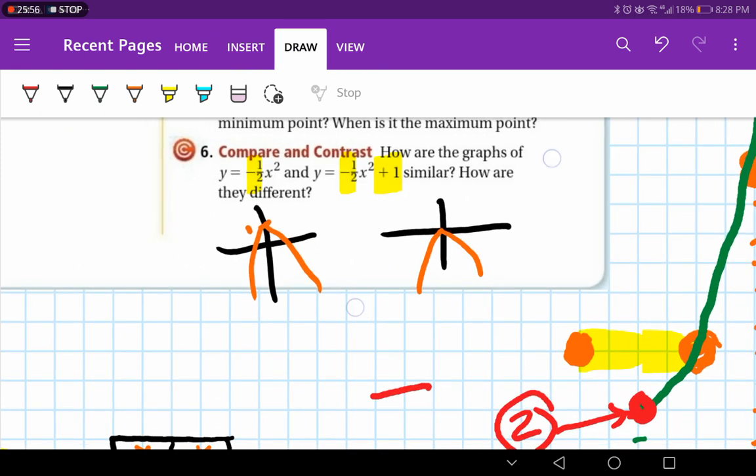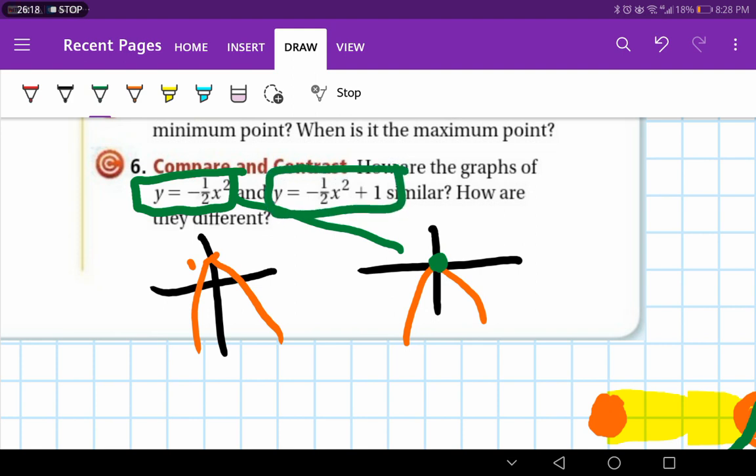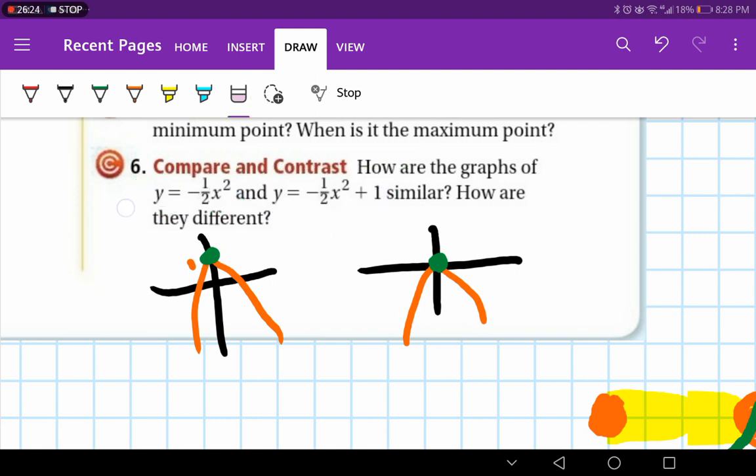Okay, that's fine. The vertex in the first function is 0 and 0, and the vertex in the second function is what? Again, the vertex in the first function is 0 and 0, you see? But the vertex in the second function is 0 and 1. Okay, this is the difference and the similarity.